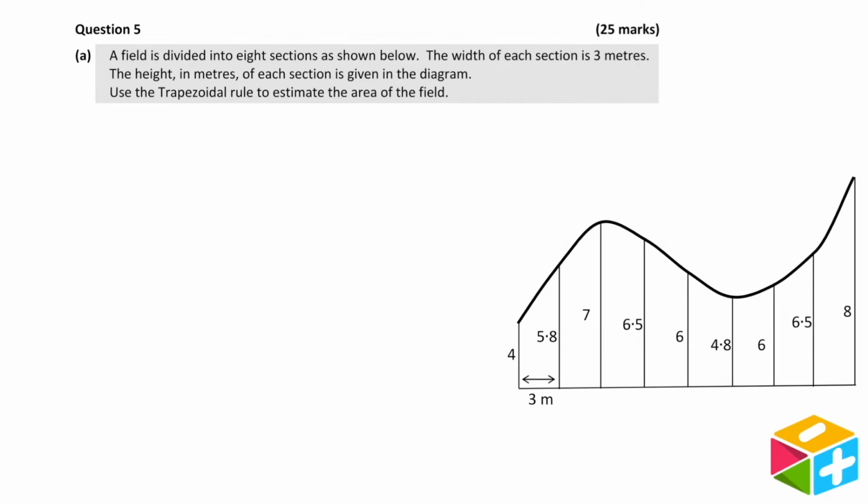A field is divided into 8 sections as shown below. The width of each section is 3 meters. The height in meters of each section is given in the diagram. Use the trapezoidal rule to estimate the area of the field.